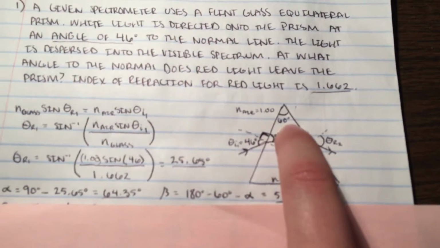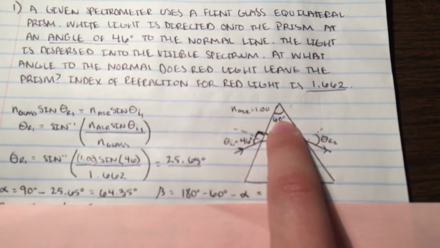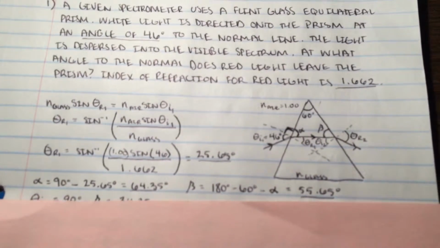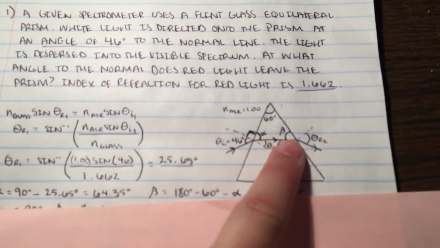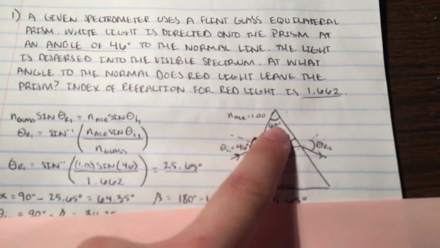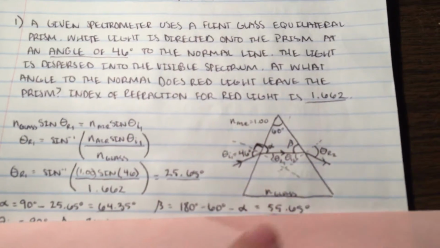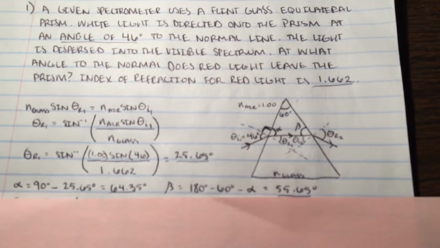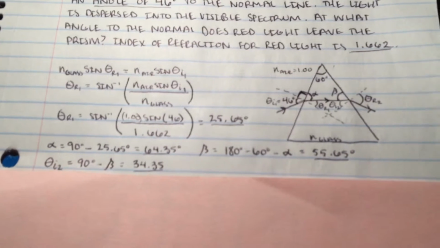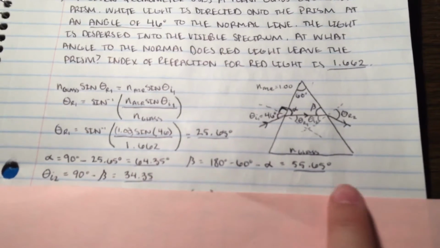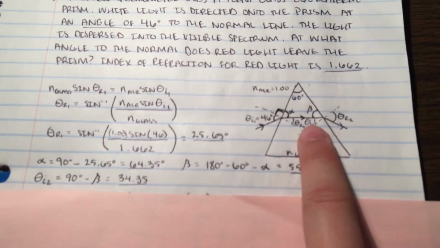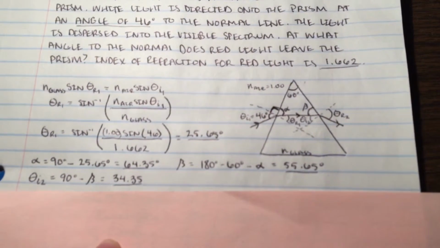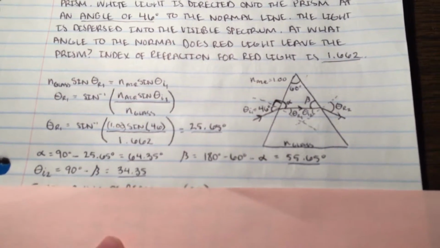You know this is 60 degrees because this is just the standard angle for the prism. Since this is like a mini triangle, we know alpha and we know this is 60. Since there's 180 degrees in a triangle, we did 180 minus 60 minus alpha, which gave me 55.65 degrees. Then to solve for the angle of incidence for the second surface right here, I just did 90 minus beta, which gave me 34.35 degrees.